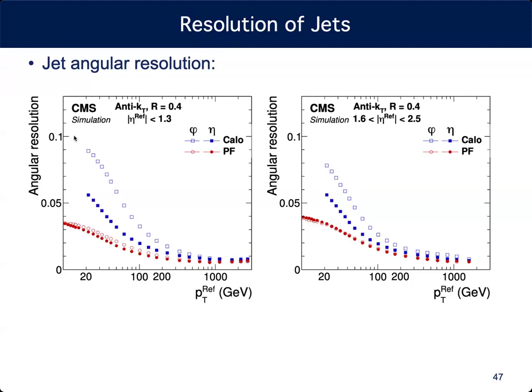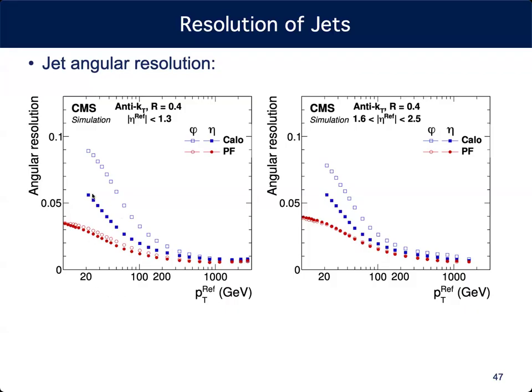This is the angular resolution for our central region of our calorimeter and our forward region of our calorimeter, for particle flow and calorimeter-only jets, in eta and phi. They're typically on the few percent level. As you get to very, very high PTs, it's a couple percent, so let's say 1 or 2% in your angular resolution. And in our forward region, it's about comparable. The numbers are about the same.